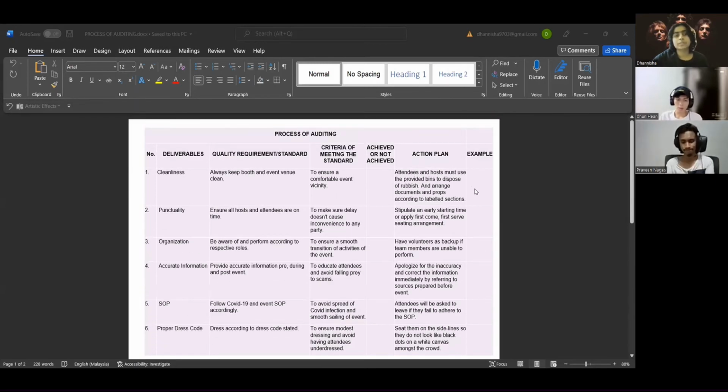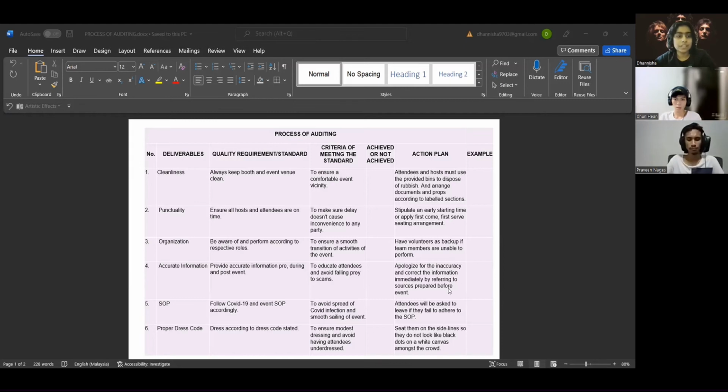We have 6 deliverables. The first one is cleanliness, and it's always to keep the booth and event venue clean. The criteria of meeting the standard is to ensure a comfortable event vicinity, and the action plan is attendees and hosts, meaning participants and hosts, must use the provided bins to dispose of the rubbish and arrange documents and props according to labelled sections, so you segregate everything and make sure they're neat. Second deliverable is punctuality, to ensure all hosts and attendees are on time. Criteria of meeting the standard is to make sure delay doesn't cause inconvenience to any party, especially guests. Action plan is by stipulating an early starting time or applying a first come first serve seating arrangement so people would rush for the front seats.